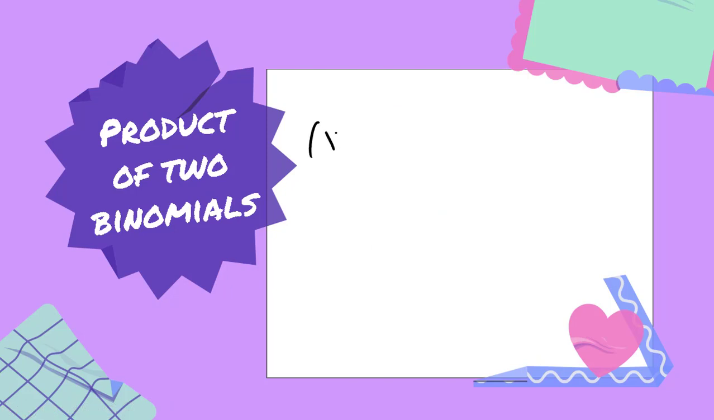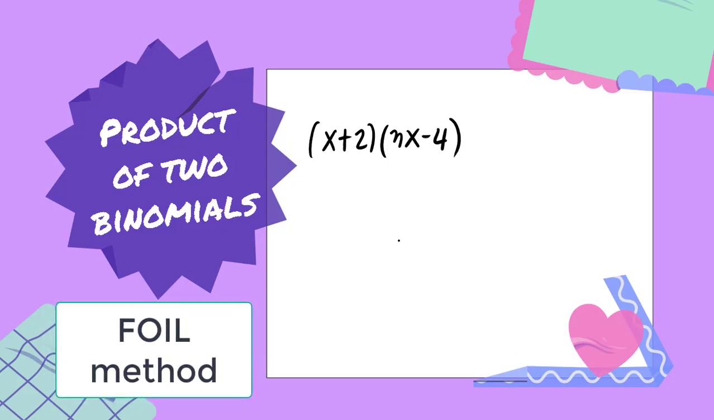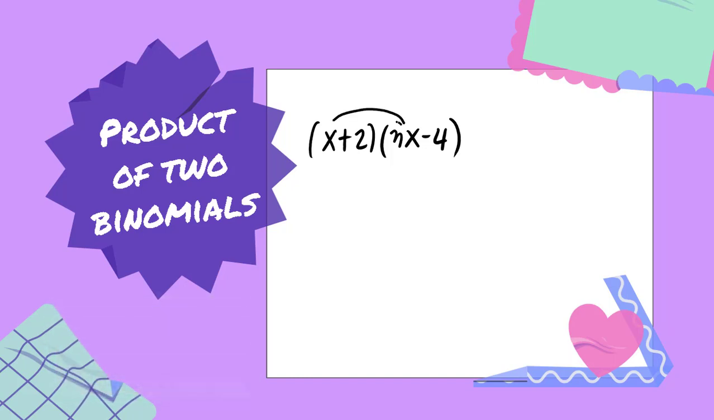The quantity x plus 2 times the quantity 3x minus 4. Same method that we are going to use. Multiply first the first terms. Again, when we multiply, we add the exponents. So x times 3x is equal to 3x squared.